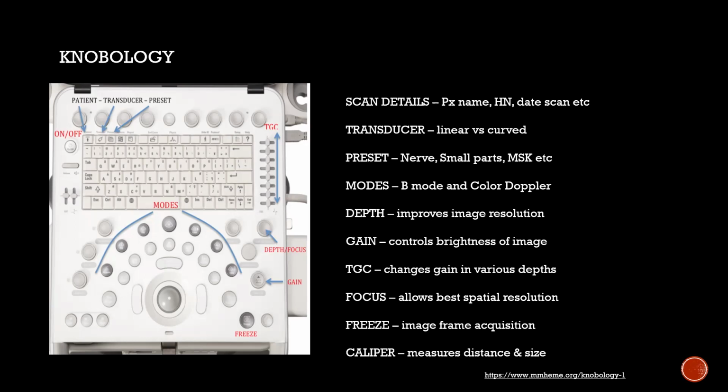The depth button can improve image resolution by shortening the distance of sound wave reflection. The gain button controls overall brightness. Time gain compensation is brightness control in specific parts of the image. Focus button allows for best spatial resolution by concentrating the sound wave to the target structure. Freeze button allows for image frame acquisition, useful for discussion purposes or documentation. And lastly, we could use the caliper to measure the distance between needle entry to the target structure.